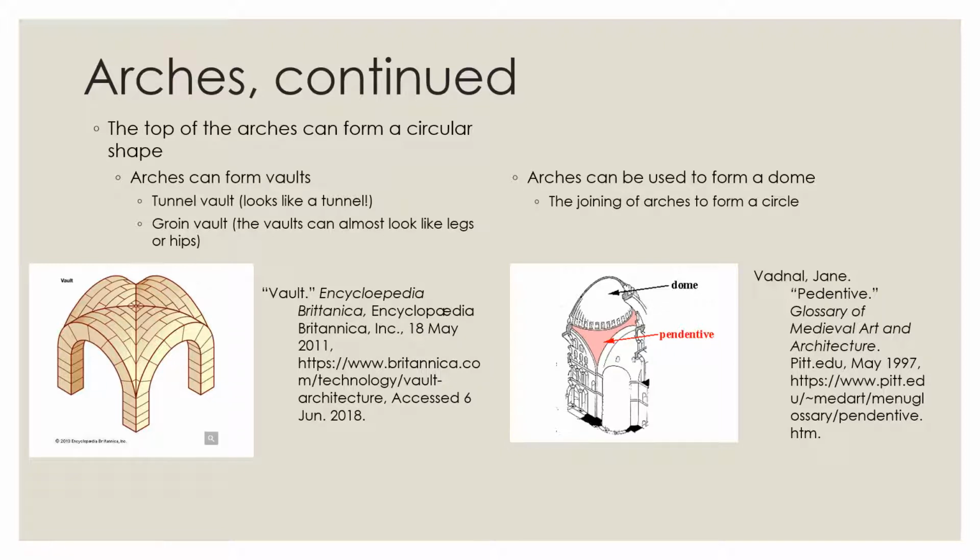Arches can be joined to form other 3-dimensional objects like vaults and domes. Two main types of vaults are tunnel vaults and groin vaults. Tunnel vaults look like tunnels, and groin vaults meet and look like a groin, as pictured in the first diagram. Arches are also used to form domes. To do this, the arch requires pendentives, pictured in the second image.